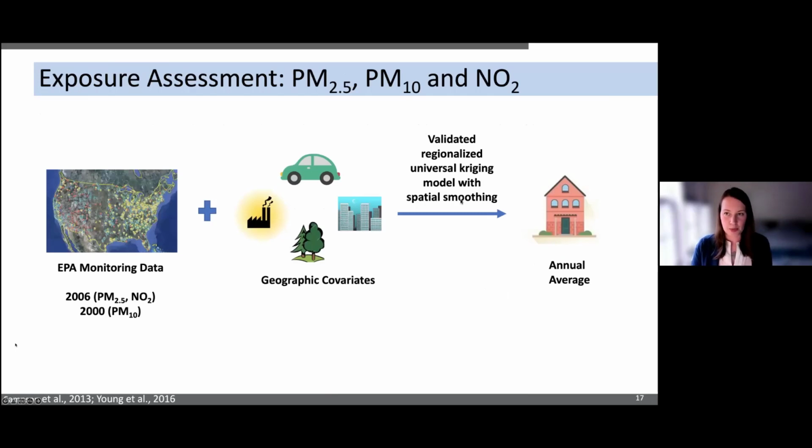But for this exposure assessment, we have much better measures. And so this was done in collaboration with investigators at UW and Joel Kaufman's group, using a validated regionalized universal kriging model with spatial smoothing. And so what this model does is it incorporates a whole host of EPA monitoring data, as well as a large number of geographic covariates, including population density, green space, traffic, industrial emissions, and it uses this to predict an annual average at the enrollment address for these three pollutants. These models are limited to women who are living within the contiguous United States.